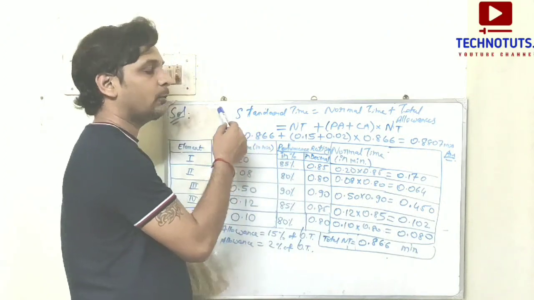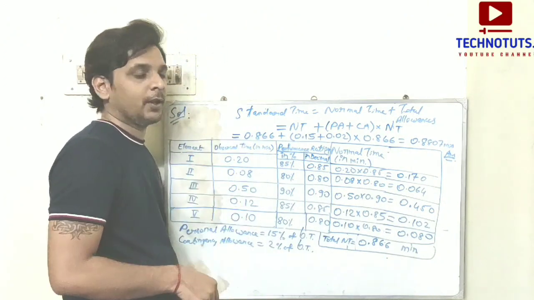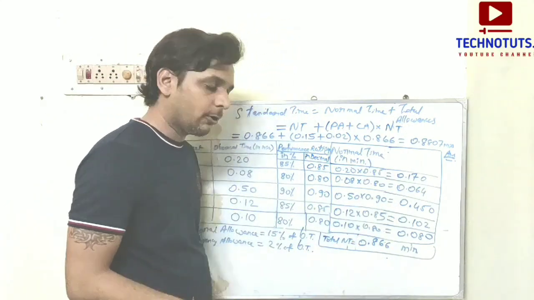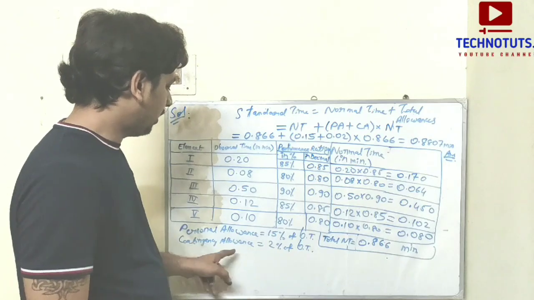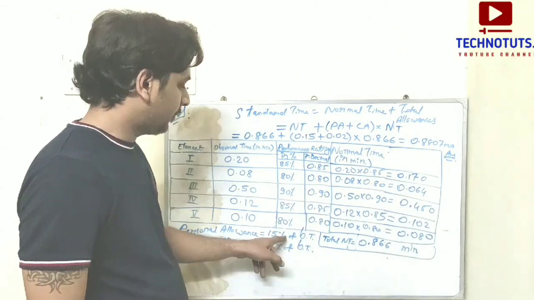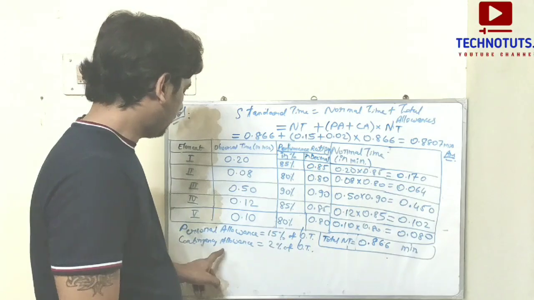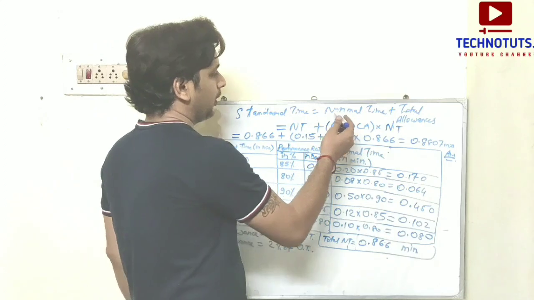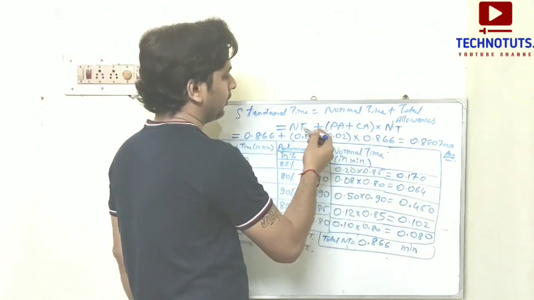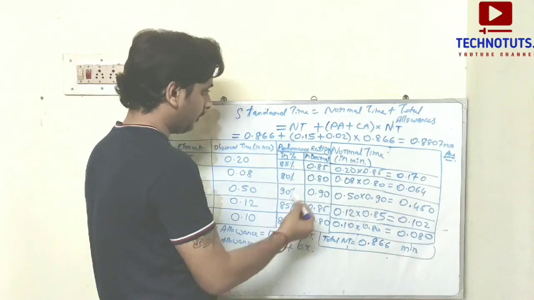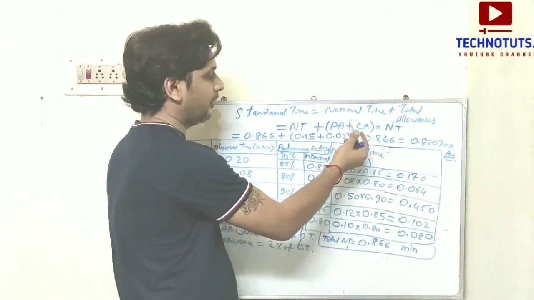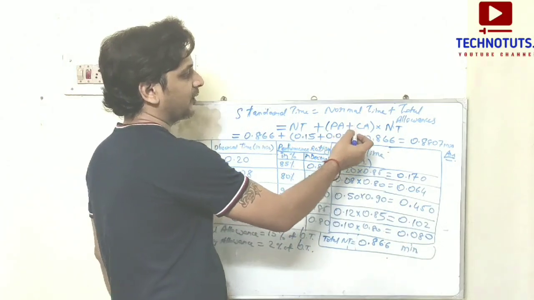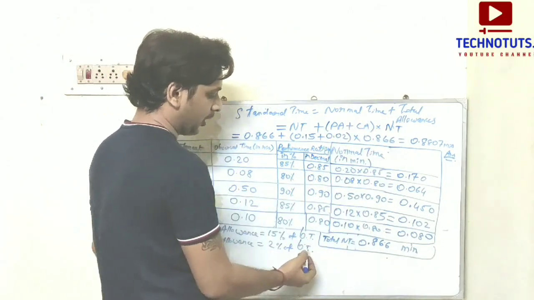Now we have to obtain the standard time of this problem. Standard time is given by normal time plus total allowances. The allowances are personal allowance, which is 15% of the basic time, and contingency allowance, which is 2% of the basic time. So standard time is equal to normal time plus total allowance. PA means personal allowance, CA means contingency allowance. So personal allowance plus contingency allowance into normal time, where basic time is the normal time.